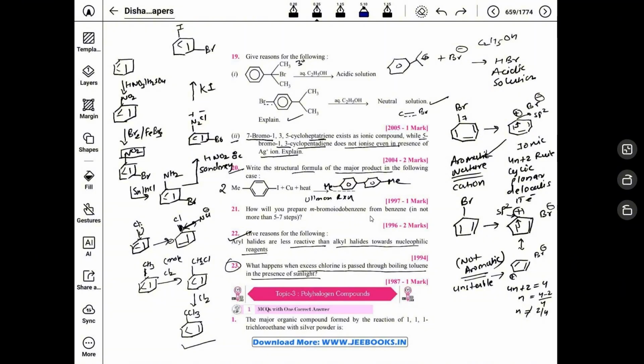So this is all. We have almost solved 100 questions from this haloalkanes and haloarenes series.